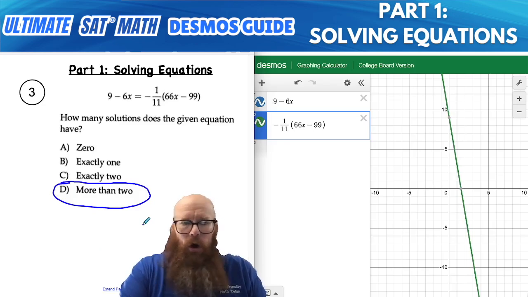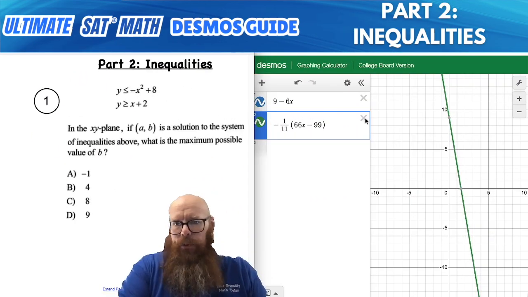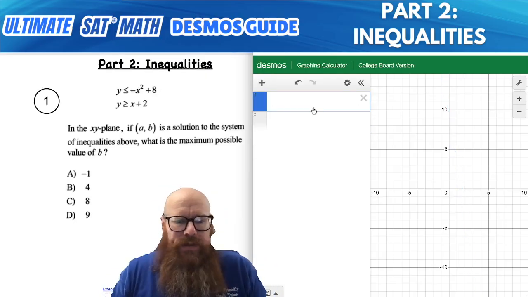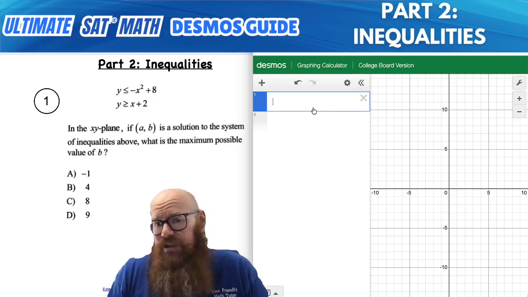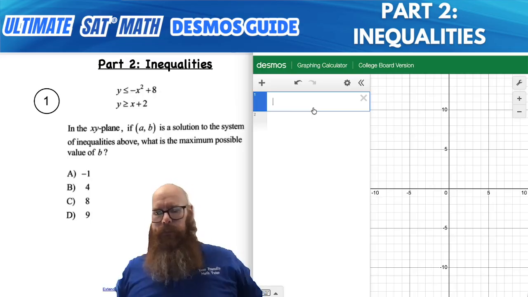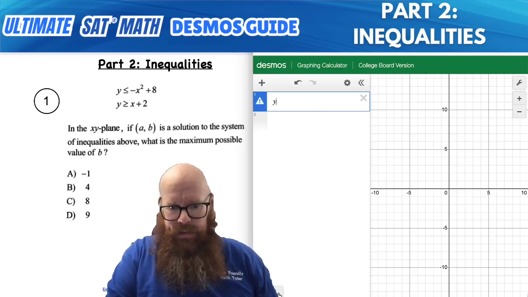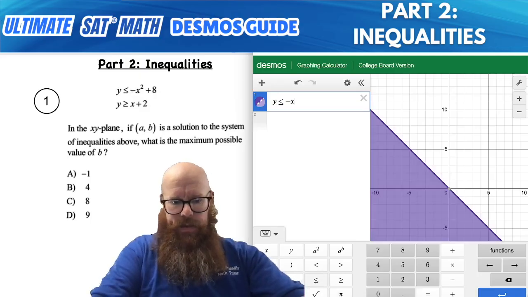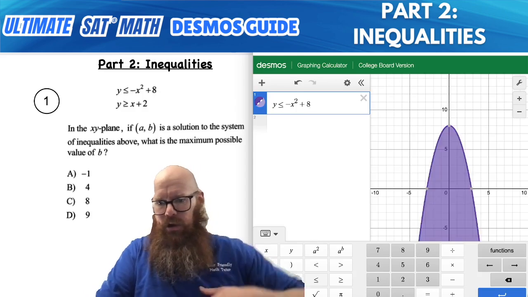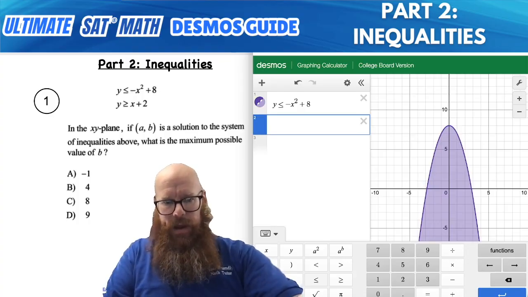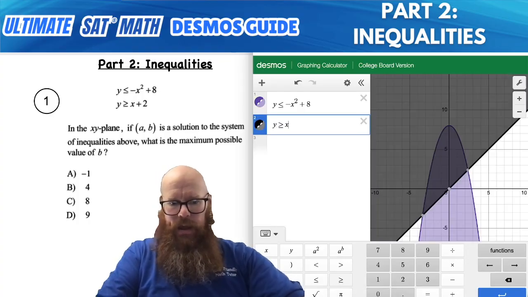All right, let's move on to part 2. So here in part 2, we got a couple of inequality problems. This is a pretty typical problem. Just solving systems of inequalities in general, the way you would actually do that in school is you would graph it by hand. So this is just clearly a Desmos problem. So we're going to have y, and then the less than or equal to will be down here. We get negative x squared plus 8, and it graphs that with the shaded region being the solution region. And then I have y is greater than or equal to x plus 2.